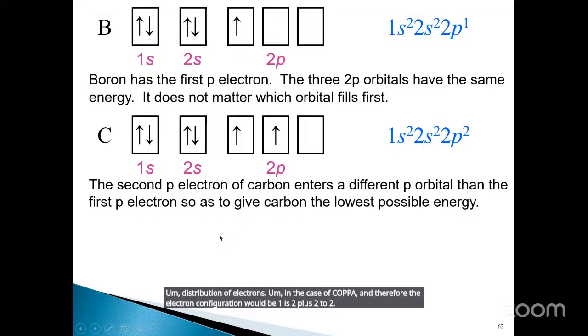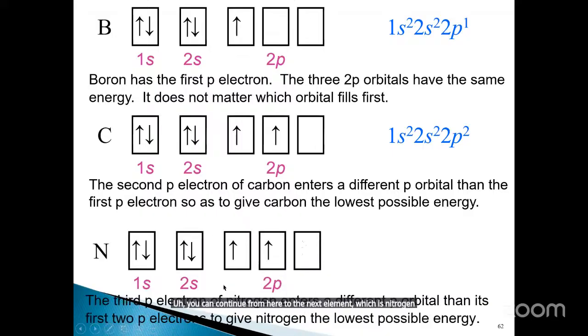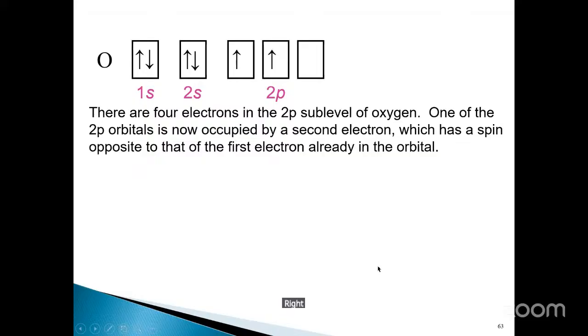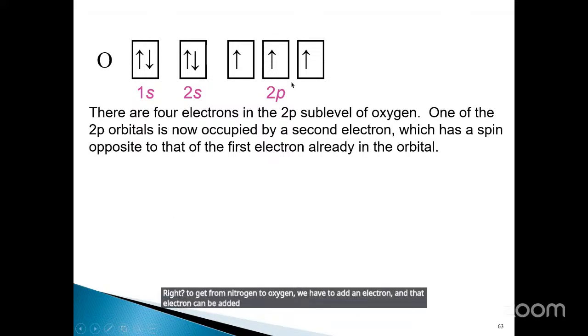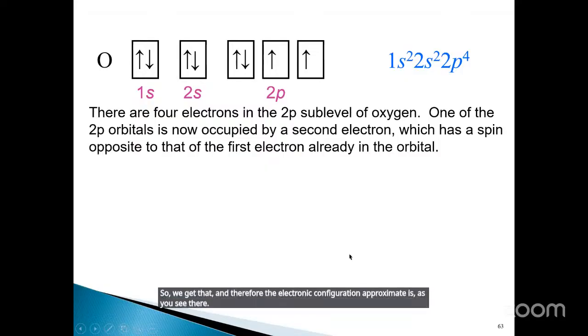And you can continue from here to the next element, which is nitrogen, where the next electron will go into the next vacant orbital, and this will be the electron configuration of nitrogen. And then to get to the next element, which is oxygen, we have to add an electron, and that electron can be added to any one of these 2p orbitals. So we get that, and the electronic configuration of oxygen is, as you see there, 1s2, 2s2, 2p4.